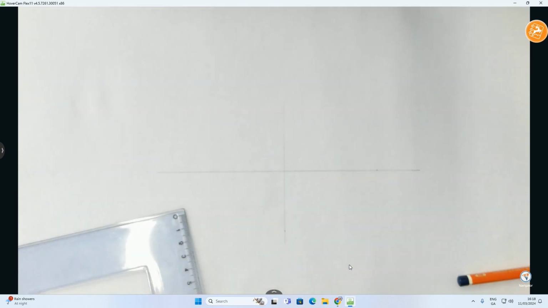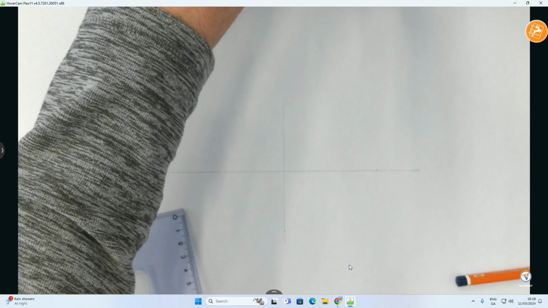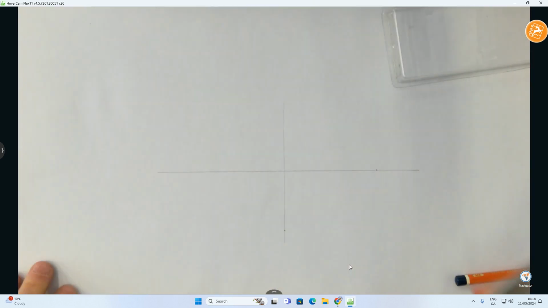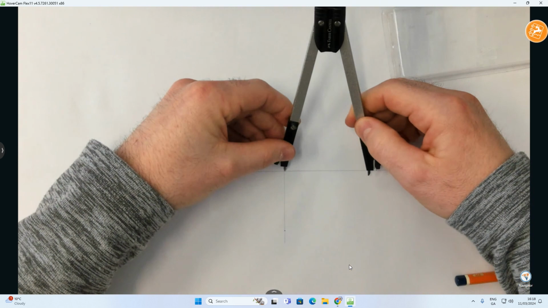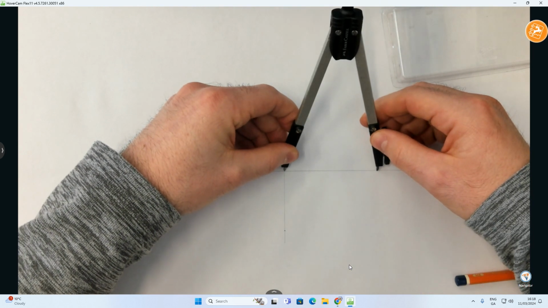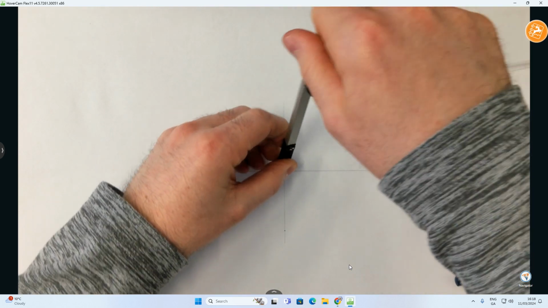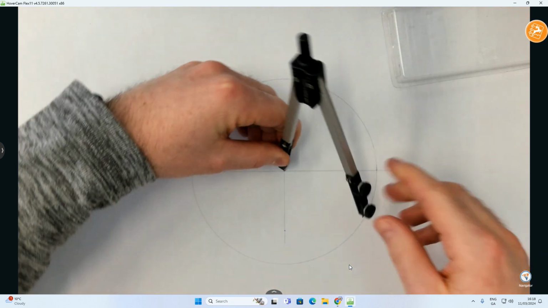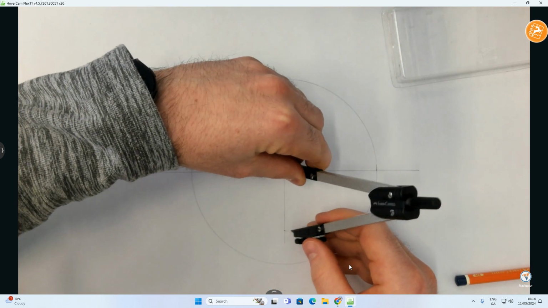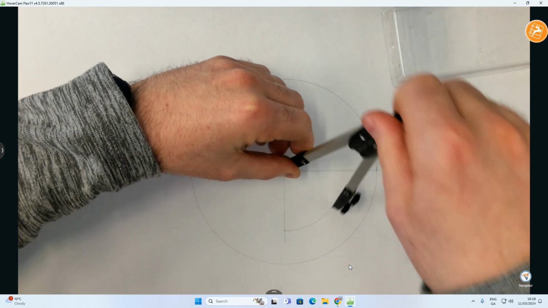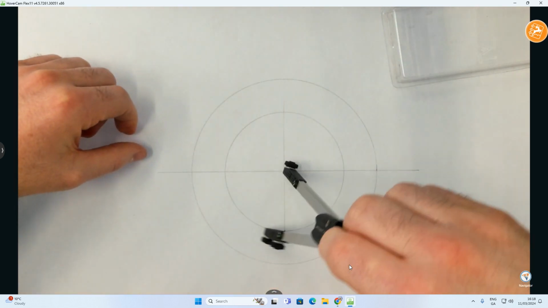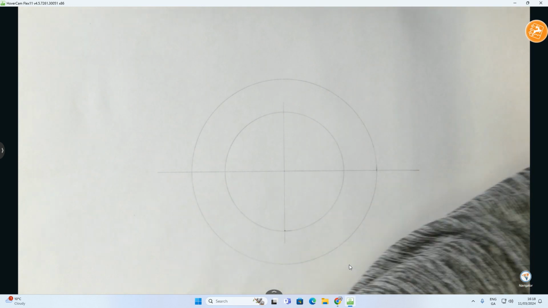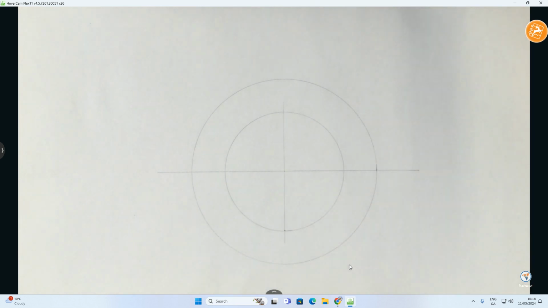Using my compass now, I'm going to put in my major circle and my minor circle. So for my major circle, from where the two lines intersect one another, radius of 70. There's my major circle, and now my minor, radius 45. Now that I've done that, I need to locate a series of points on my ellipse.